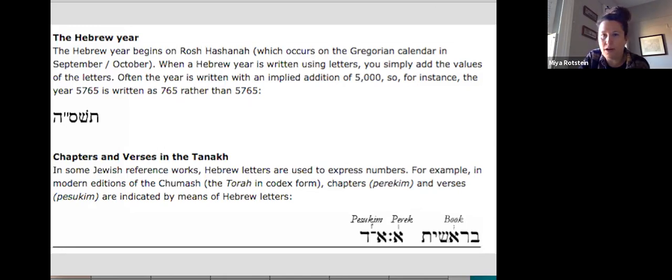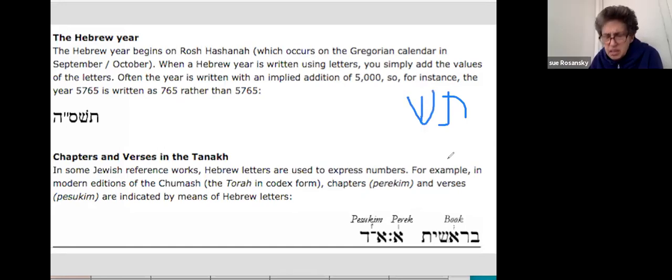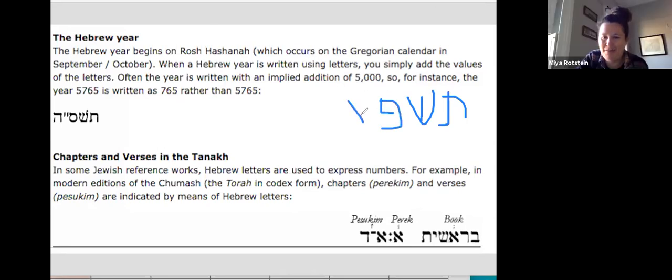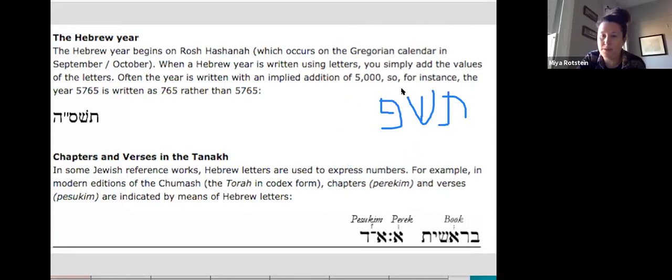So if we look at the year, this year, who knows what the letters of this year are? So it's going to be a 700. Shin. 700, Tav Shin, yep. Pei. Tav Shin Pei Aleph. So Pei is 80 and Aleph is 1, obviously. 5780. So last year would have been 5780, which would just be Tav Shin Pei. Correct. Tav Shin Pei. So last year this was it. Tav Shin Pei. That was the year.